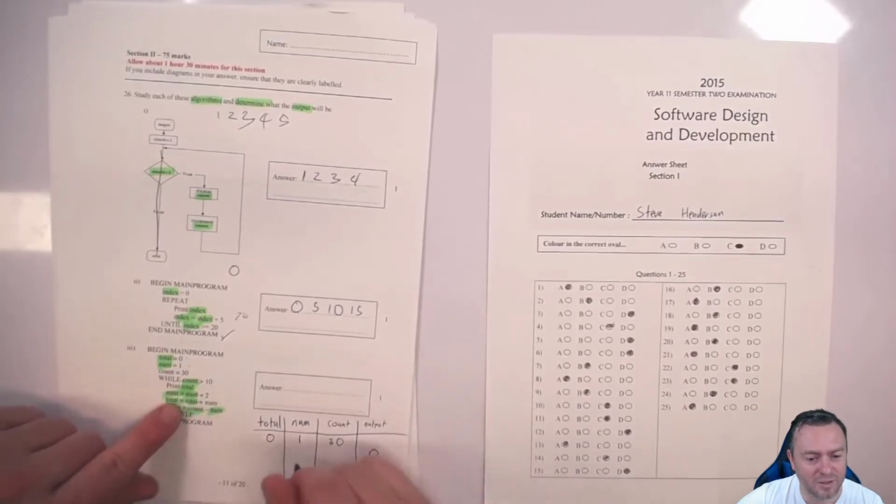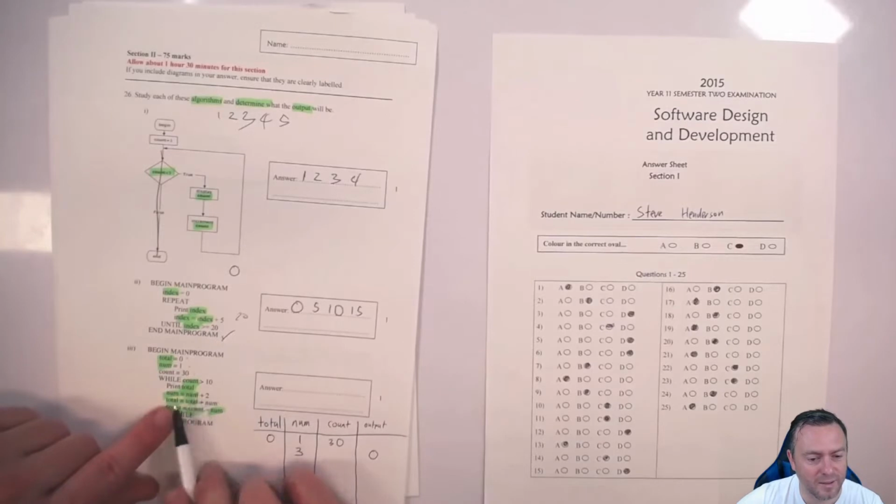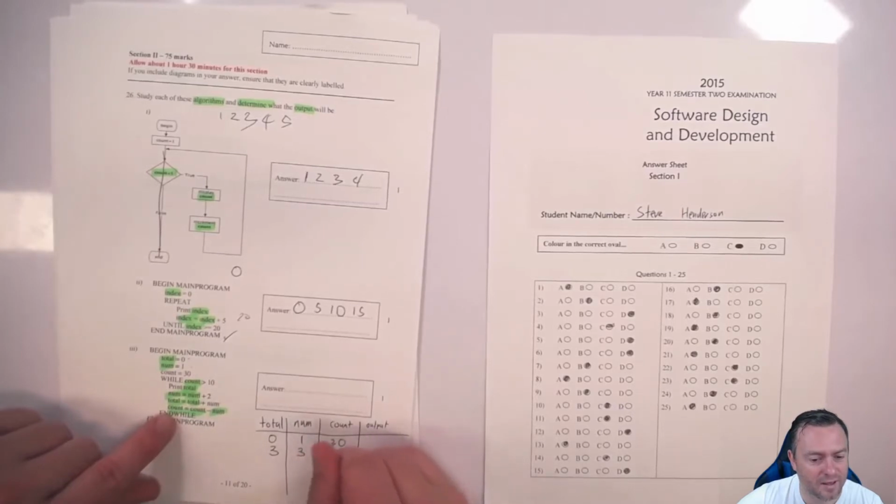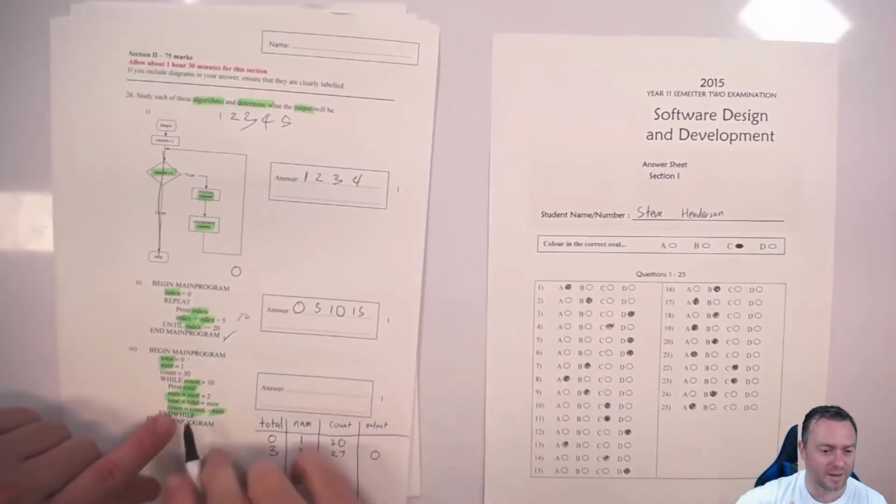Number is equal to number plus 2, so that's going to equal 3. Total is equal to total plus the number, so we've got 0 plus 3. So 0 plus 3 now equals 3. And then the count is equal to count minus 3, the number. So we're going to go 30 minus the 3 and pop it on in there. So that's one iteration of the loop done and dusted.